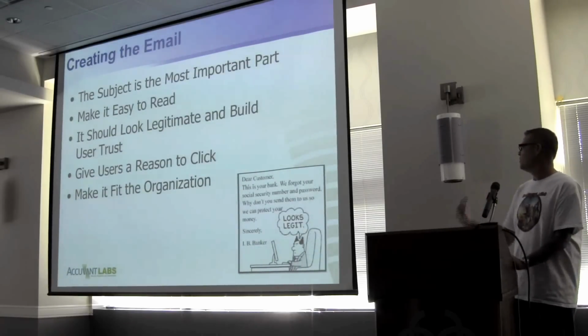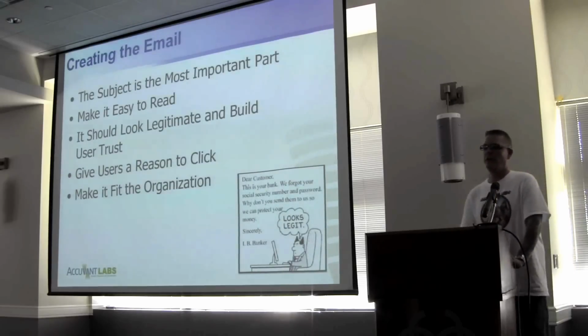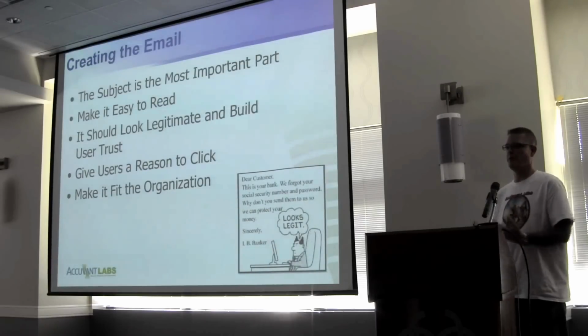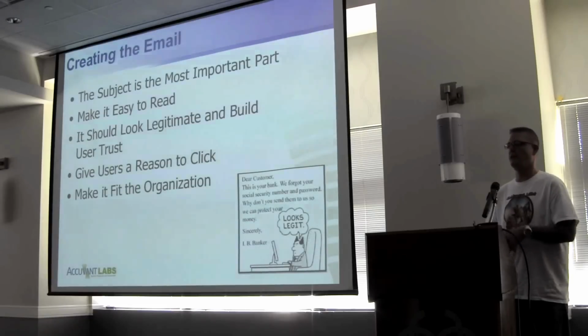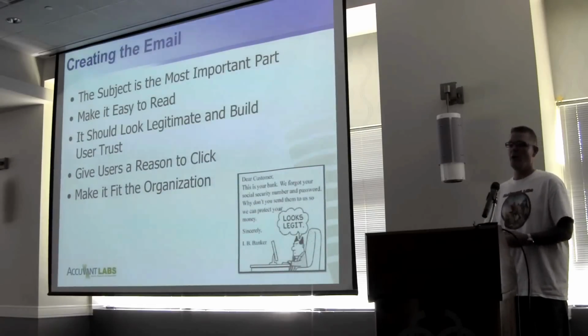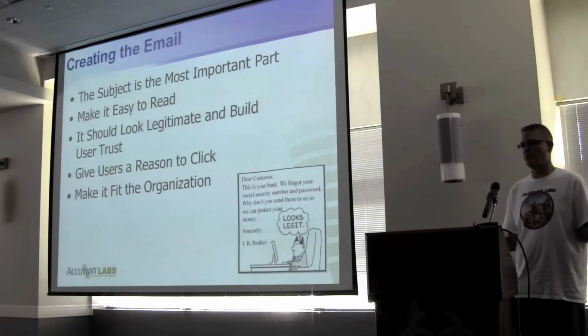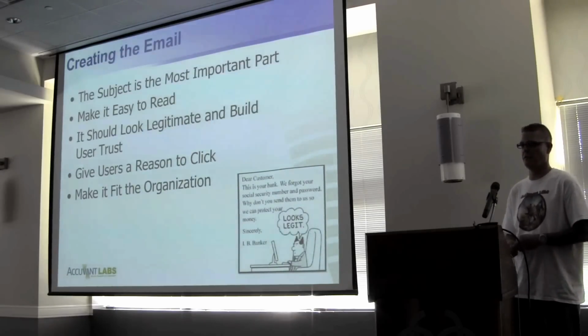And then obviously you have to give users a reason to click on the link. You know, there's going to be some type of link to either malware, a web portal, some type of thing. So you have to entice them to click on it. And then the most important thing, it has to fit the organization. You would not send an email about open enrollment benefits, for example, to a company that has 90% part-time employees, right? Because they don't even have insurance. So that wouldn't make sense. So you have to make sure that it fits the business unit.